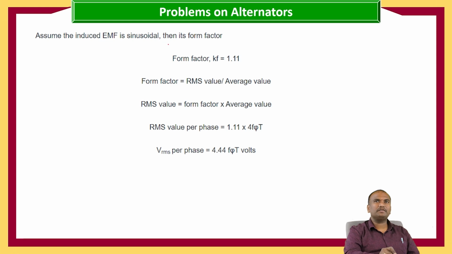Assume the induced EMF is sinusoidal and its form factor is 1.11. Form factor is the ratio of RMS value to the average value, where the RMS value is equal to form factor into average value. Here RMS value per phase is equal to 1.11 into 4f phi T, where V RMS per phase is equal to 4.44 f phi T volts.